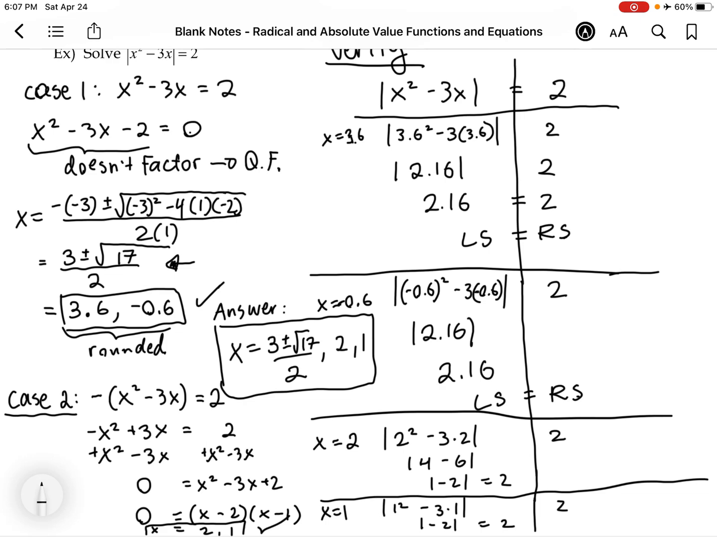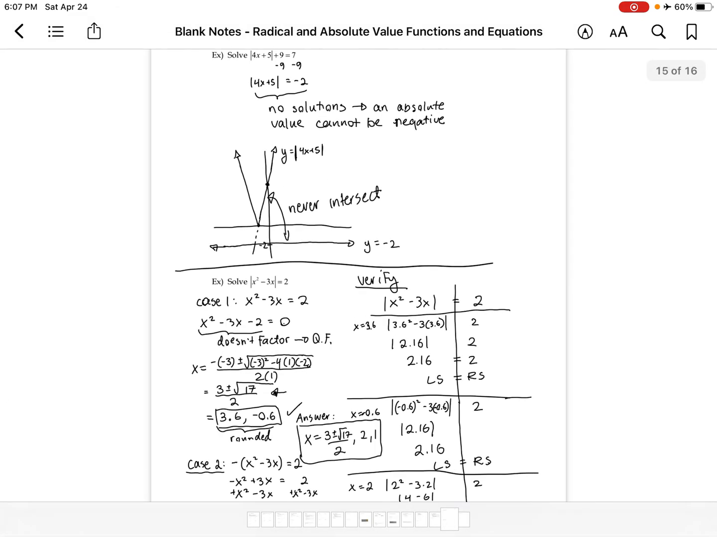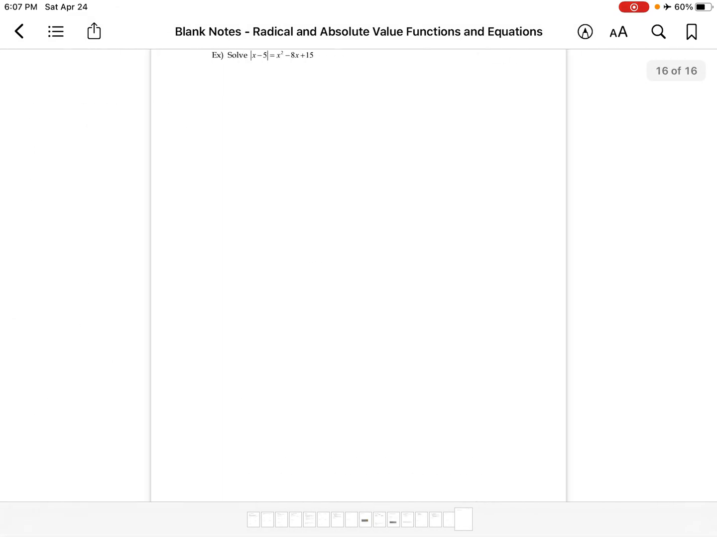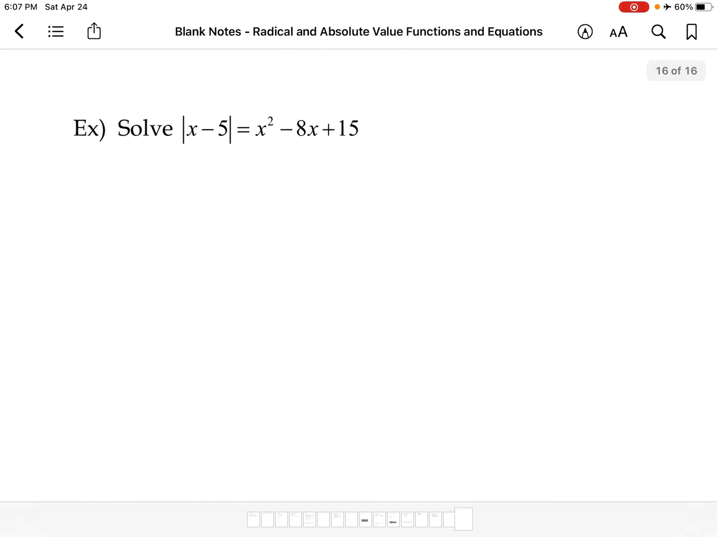All right, one more question, and then we'll be done for today. Here's the last one. Okay, absolute value of x minus 5 equals x squared minus 8x minus 15. All right, so same strategy.